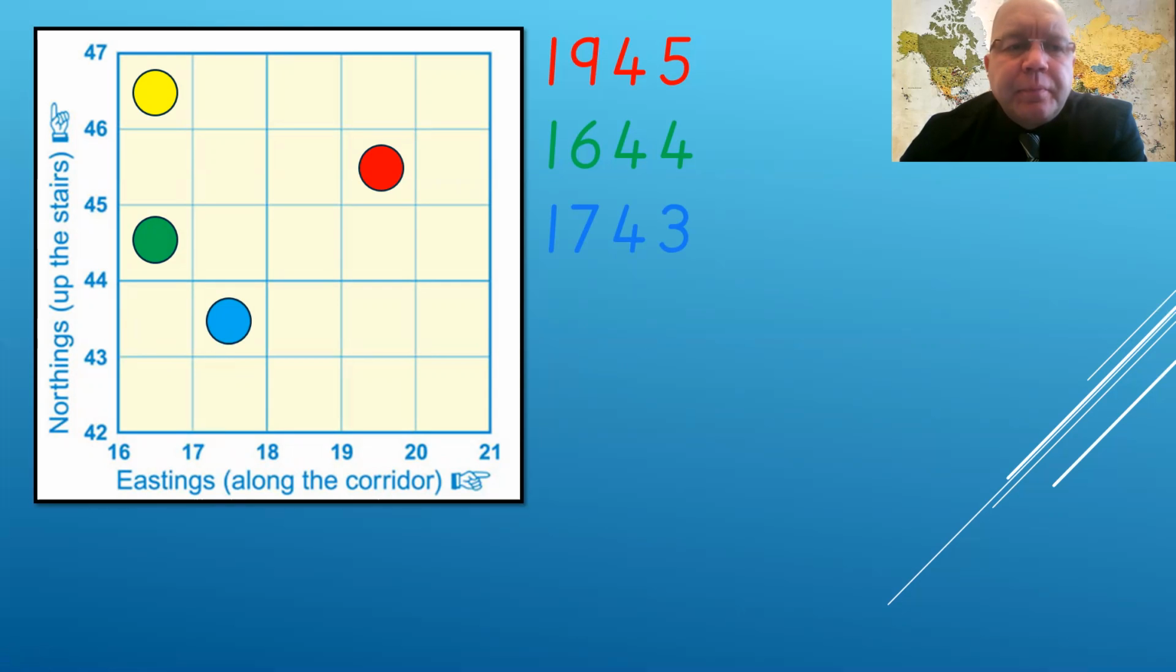Next one. What about the yellow spot? Have a think. Did you get 1646? I hope so. 16, because we're in square 16 and we go all the way up to 46. So 1646 for the yellow. Last one. Let's see if you can get this one. What about the purple spot? What's its grid reference?